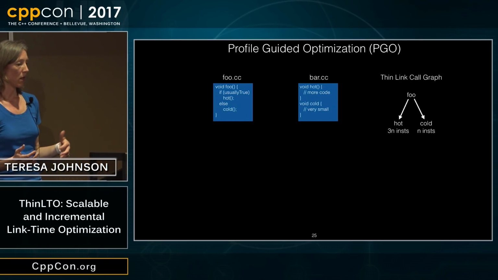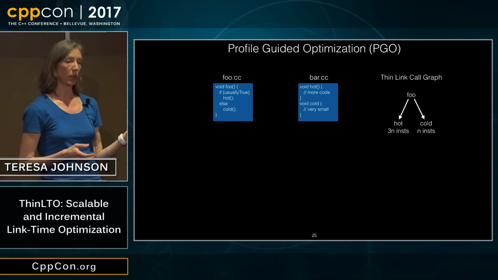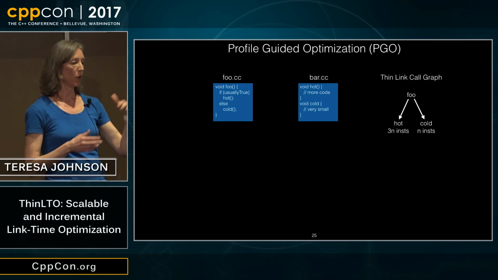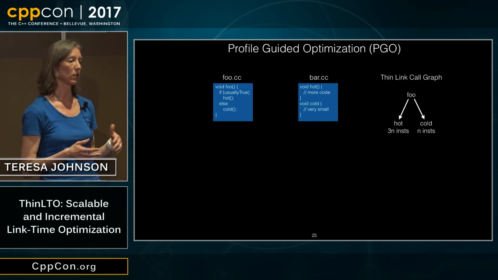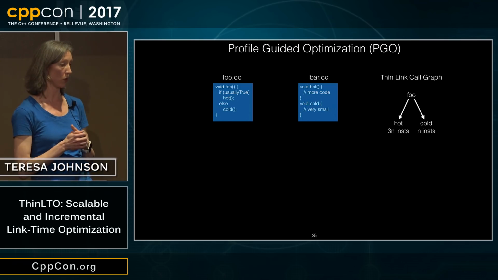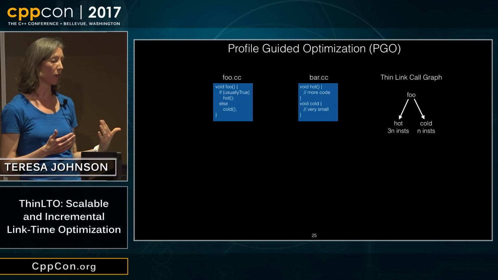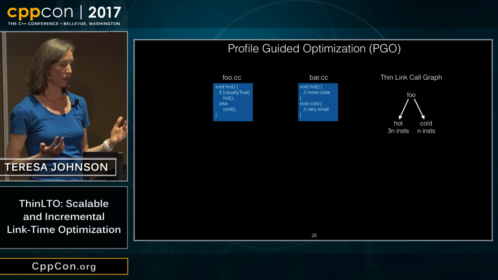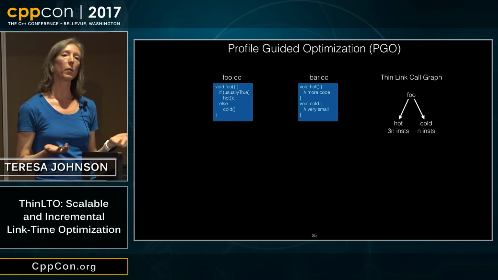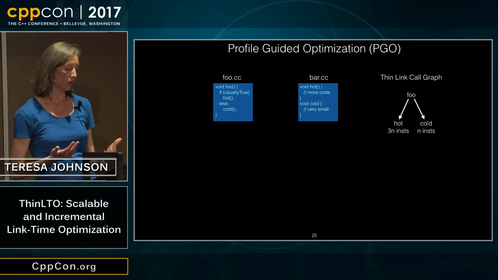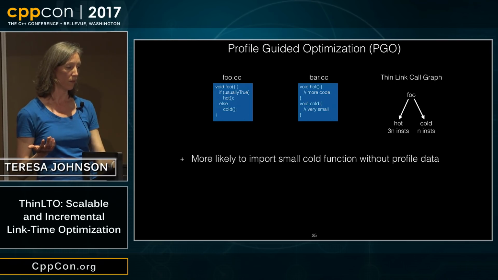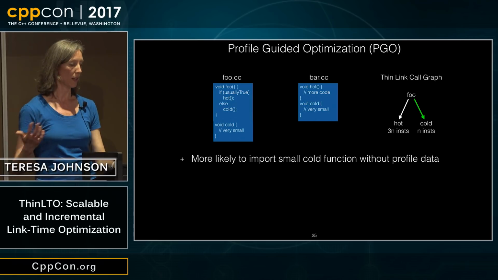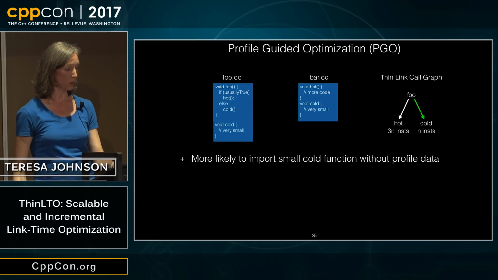So without profile data, the thin link call graph looks like this. We have foo, and it calls both hot and cold, and we've recorded the number of instructions in these functions. Let's say hot is 3 times larger than cold. Without any profile data, the importing heuristics mirror the inliner heuristics. So we're likely to think, okay, we'll probably inline small functions, so we'll go ahead and import cold and potentially inline it. And again, that's not going to give us the best performance win.